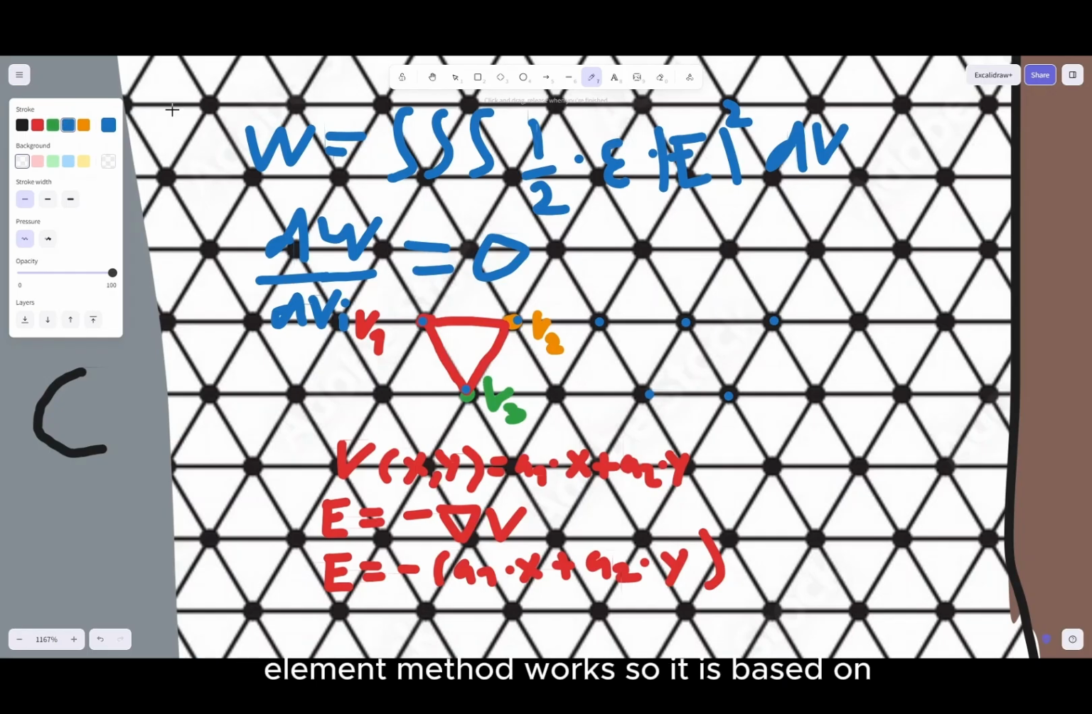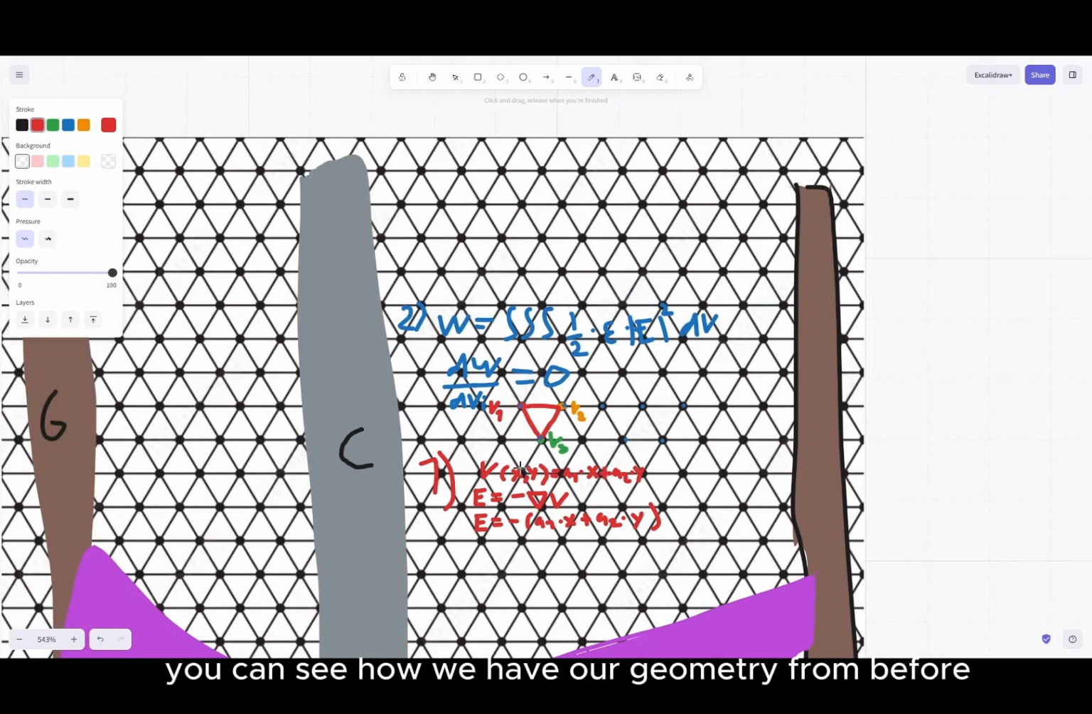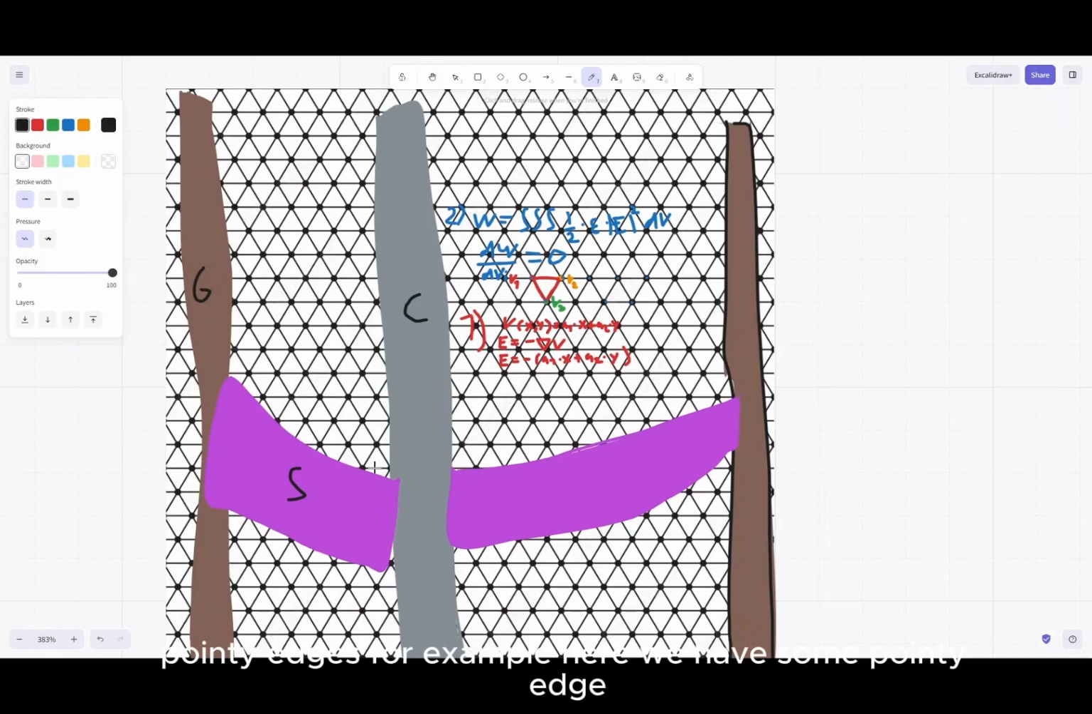So it is based on the second assumption here and the first assumption here. These are the two assumptions for the finite element method that couples it all together. And if I zoom out a bit, you can see how we have our geometry from before. We have the spacer, the conductor, and the outside pipe that is grounded. And then we have the triangular mesh. One thing to notice is that there are some pointy edges. For example, here we have a pointy edge.